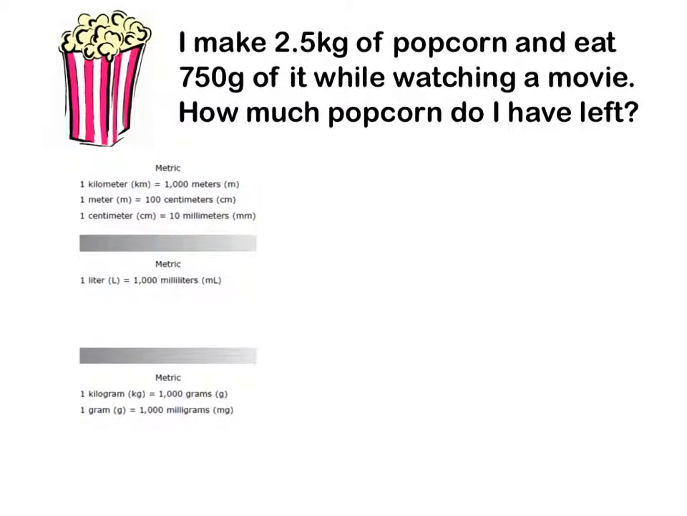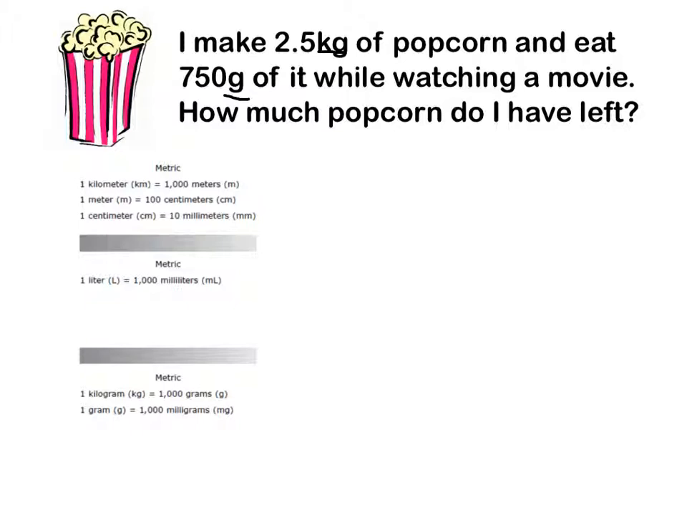Alright, next word problem. I make 2 5/10 kilograms of popcorn and eat 750 grams of it while watching a movie. How much popcorn do I have left? So, before we can even answer this question, you have to notice here that you have grams and you have kilograms. Those aren't the same units, so we have to convert one of them.